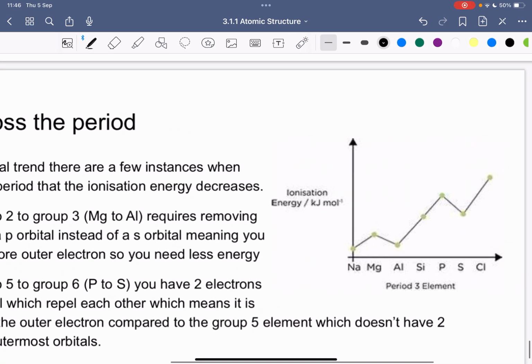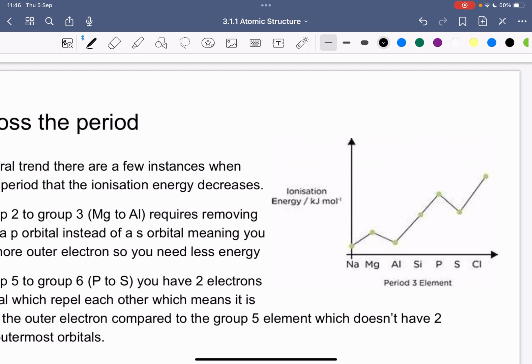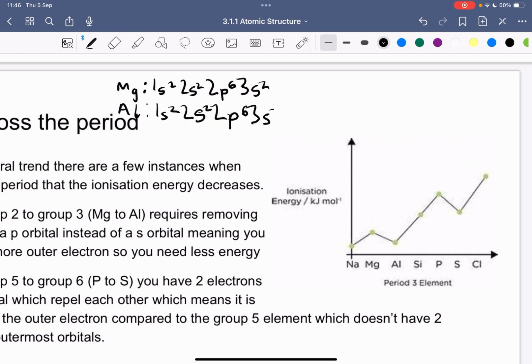So for magnesium, the electron configuration is 1s2, 2s2, 2p6, and 3s2. For aluminium, the electron configuration is 1s2, 2s2, 2p6, 3s2, and a 3p1. Right? I'm just going to make this clearer.